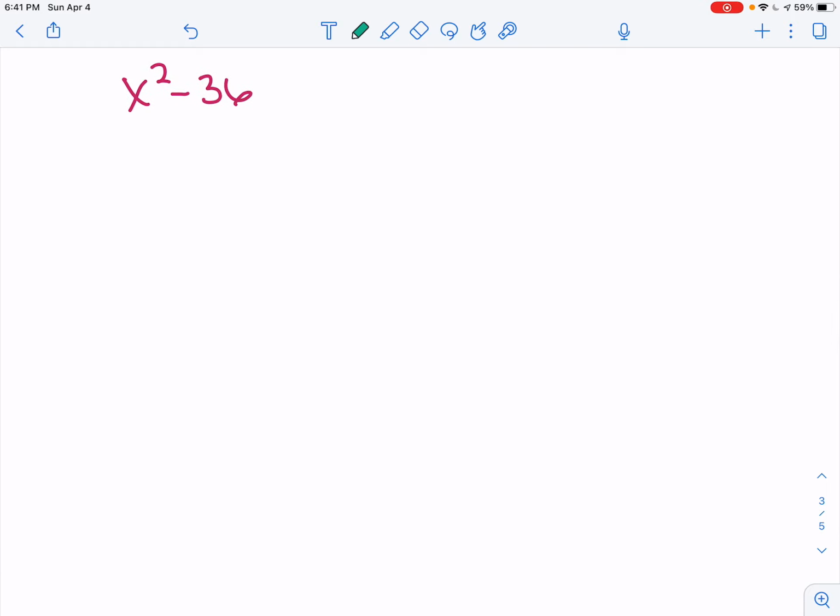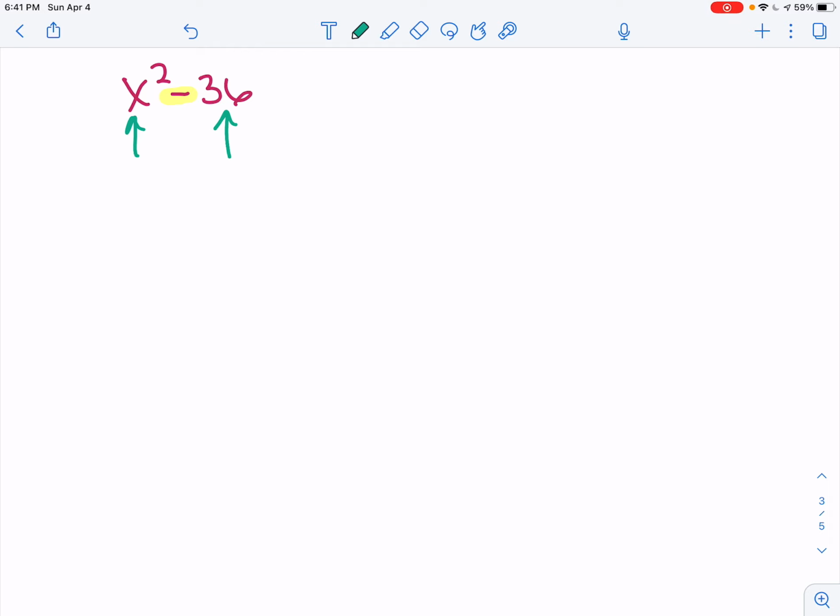Difference of squares is a much more straightforward pattern. Difference means you have to have subtraction, which I have here. Squares means that your first value has to be a perfect square and your last value has to be a perfect square. You'll notice there is no middle value here. There's no x value. You're missing that. And that's okay. That's part of difference of squares.